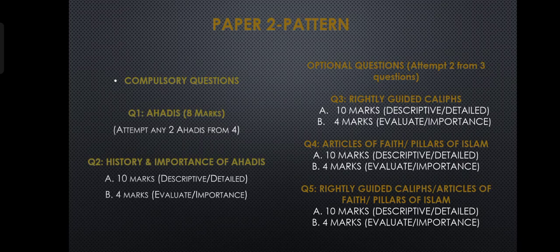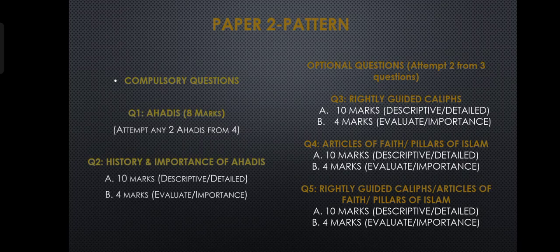The paper pattern of paper 2 is also the same, in which you have one compulsory question. Question number 1 is of ahadith, 8 marks, in which you have to attempt any 2 ahadith from 4, and question number 2 is history and importance of ahadith, which also has 2 parts, the 10 marks question and the 4 marks question. The optional questions include 3 questions and you have to attempt only 2.